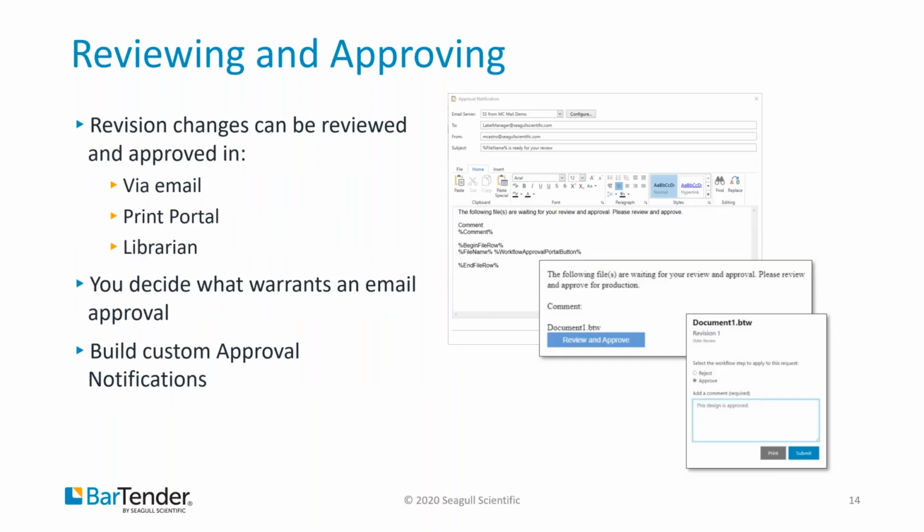Once alerts have been sent out, the decision maker can then review and approve the request from either the email itself by clicking a link to your print portal page and reviewing it there, or do it in the email itself as mentioned, both of which do not require you to have BarTender installed. And of course, you can also just do it from Librarian itself. There's a specific section now in Librarian that allows you to review what documents are awaiting your approval.